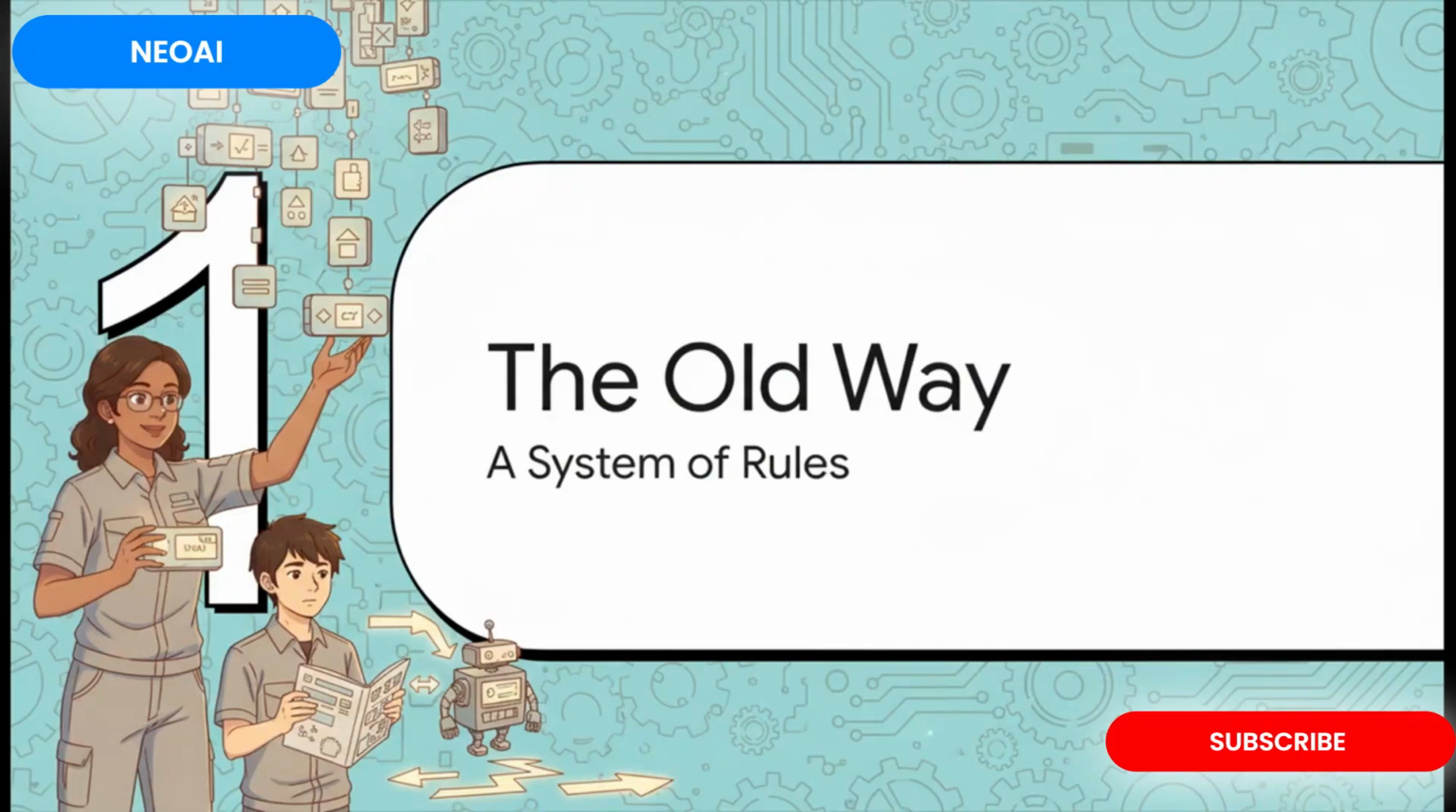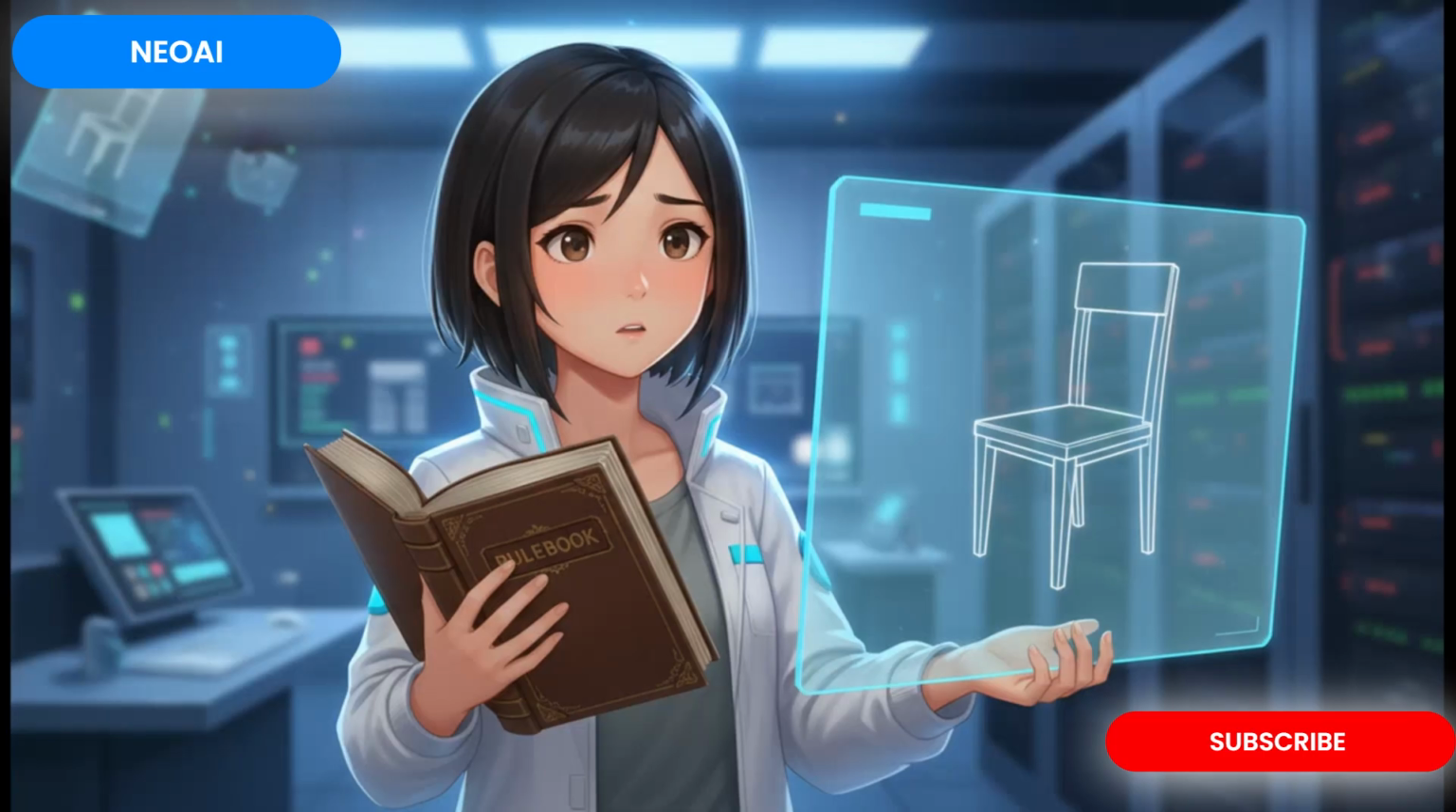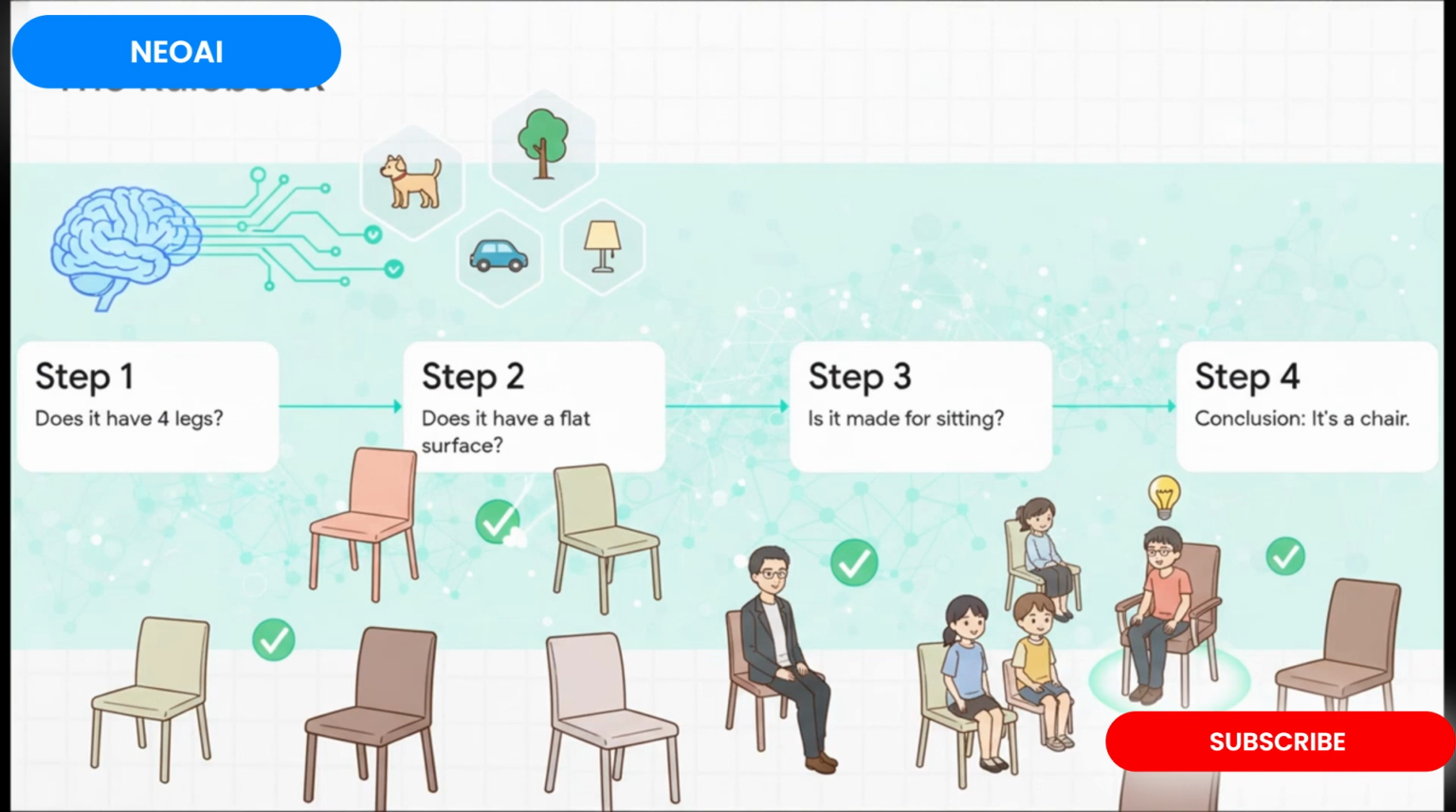Okay, so to really get why this is such a game changer, we've got to look back at how things used to be done. For decades, the way we taught computers was by giving them very, very specific rules to follow. Let's take a really simple challenge, something we do every day without thinking, trying to teach a computer to identify a chair in a picture. With the old method, you'd have to spell out exactly what a chair is using a strict set of rules. So your program would basically just be a checklist.